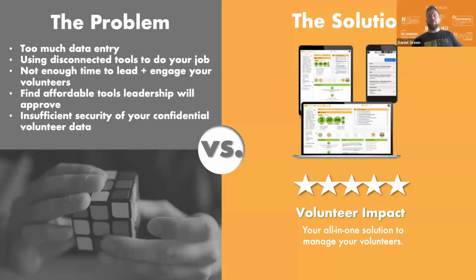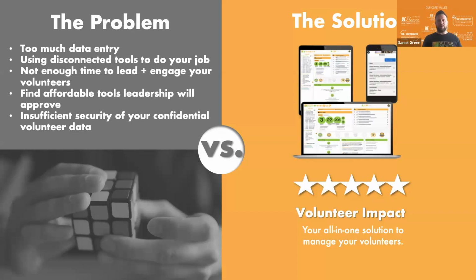And then there's finding affordable tools that leadership will approve. We all know everyone has a budget, right? There are some affordable tools out there, and sometimes you may have to consider what the lack of software is costing your organisation, which hopefully you can bring to the table for your leadership team to approve. And then it could be insufficient security of your confidential volunteer data, which, as we all know, is very crucial in this day and age of modern technology.